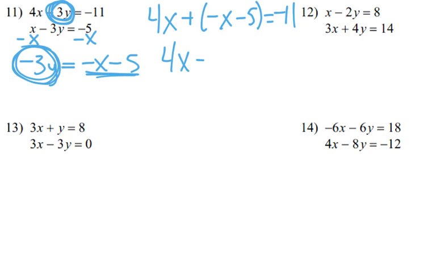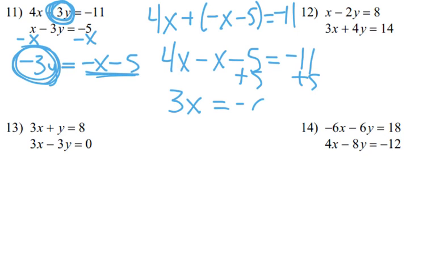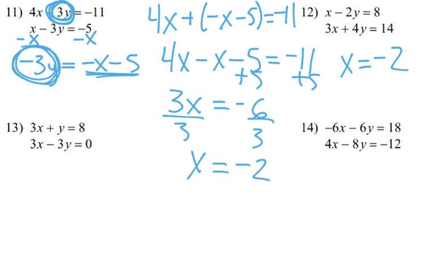Then because I don't have that multiplication, I can simplify this way. 4x minus x is 3x. Add 5, and we get negative 6 divided by 3, and x equals negative 2. Okay, that's one way we could have done it.